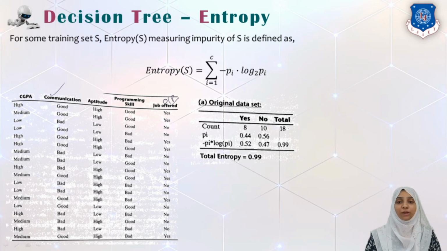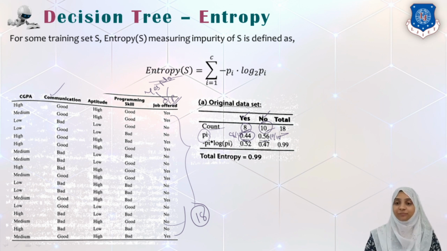I have to look into the output variable. For the output, we have only 2 outcomes, yes and no. So we have to count out the entropy of the complete data set. The count is given: yes samples are 8 and no samples are 10, that is in total 18 samples. Now, to calculate entropy, we have to calculate P of I. P of I is 8 by 18 for yes, and for no it will be 10 by 18. These values turn out to be 0.44 and 0.56.